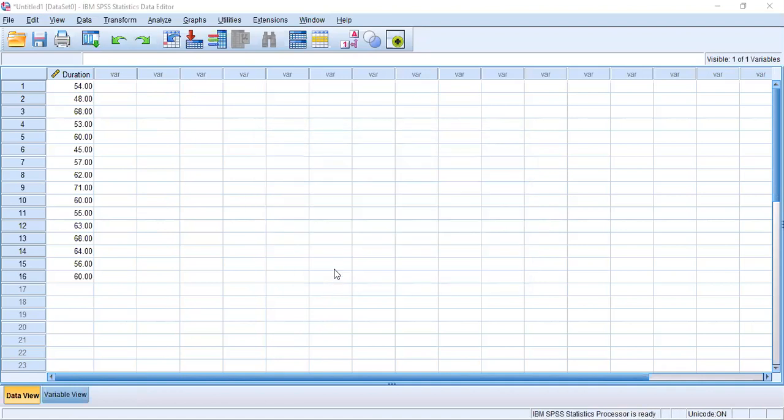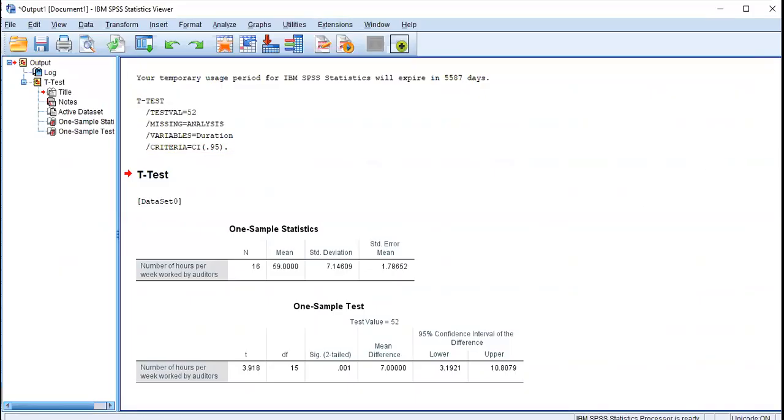I need to share the screen again now, sharing the new document that is coming to us. So this is the document we are having. The number of hours per week worked by auditors: 16 is the sample size. The mean is exactly 59. Standard deviation is 7.14, and the standard error of the mean is 1.78. So we know all 16 have been included, and the mean is exactly 59.